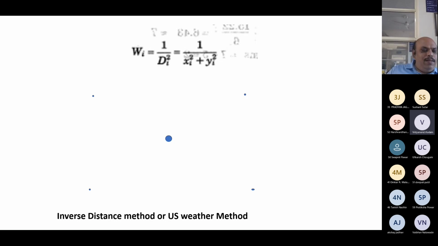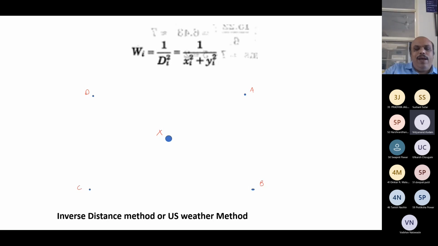So consider this figure. Let us assume that these are the 4 stations. Let us say station X, station A, station B, station C, and station D. Assume that for stations A, B, C, and D, which are the index stations, the daily rainfall data is available, and for station X, data is missing.